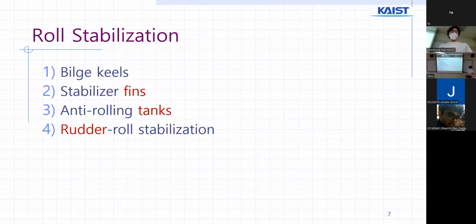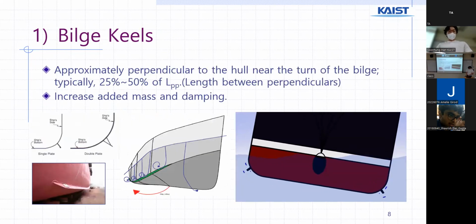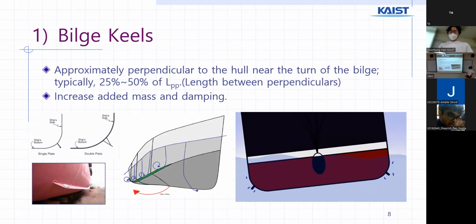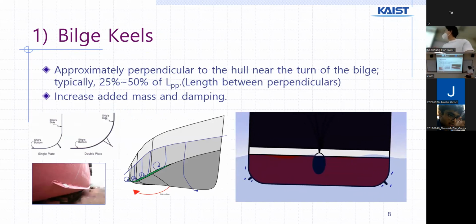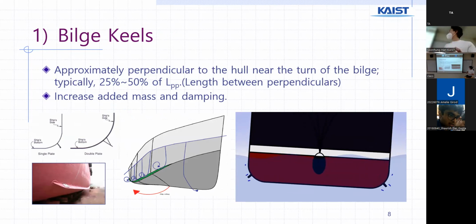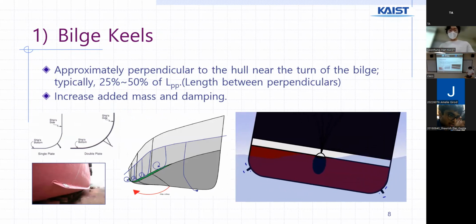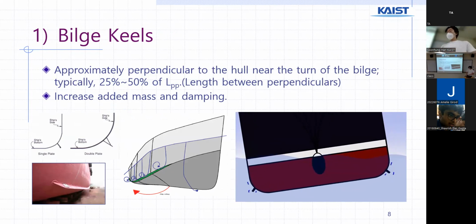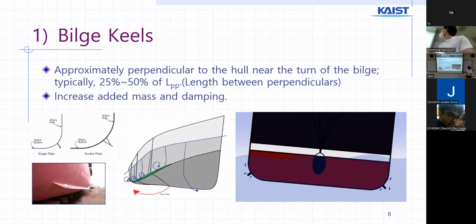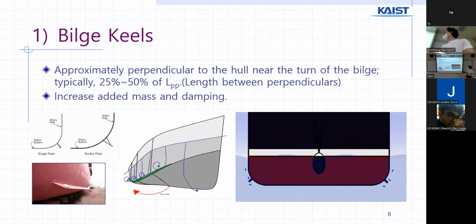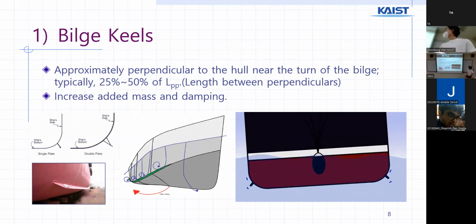There are 4 main ways of controlling the roll: first the bilge keel, the stabilizer fin, the anti-rolling tanks, and the rotor roll stabilizer. First, the bilge keel is a little fin fixed on the hull below. It creates a counter force when there is a rolling motion. It's approximately perpendicular to the roll near the turn of the bilge. And it can cause mass damping.